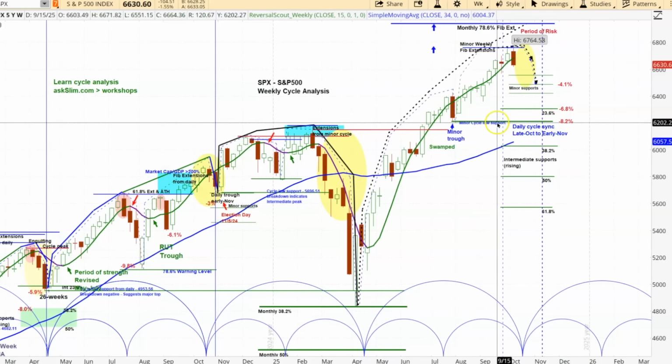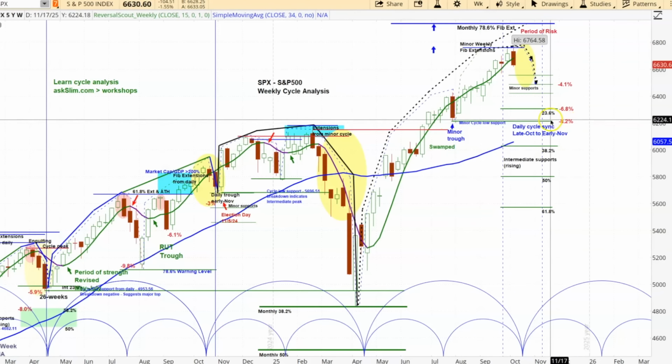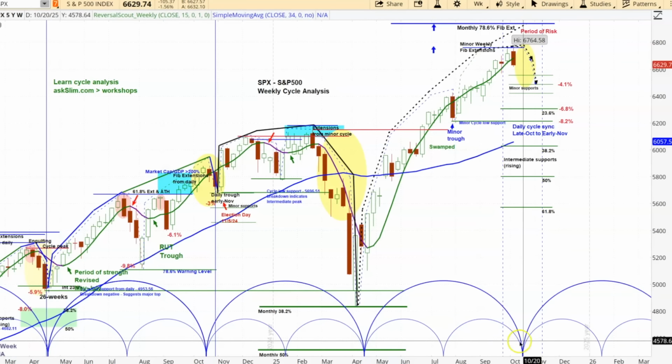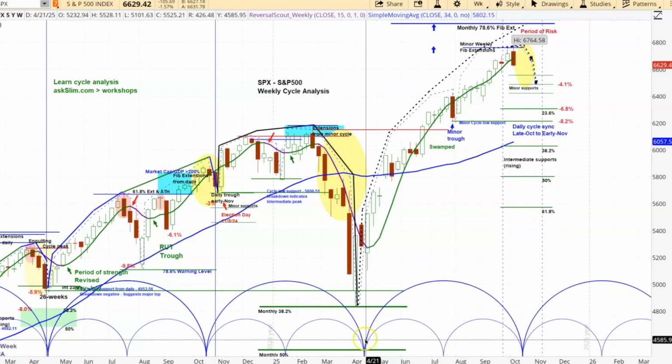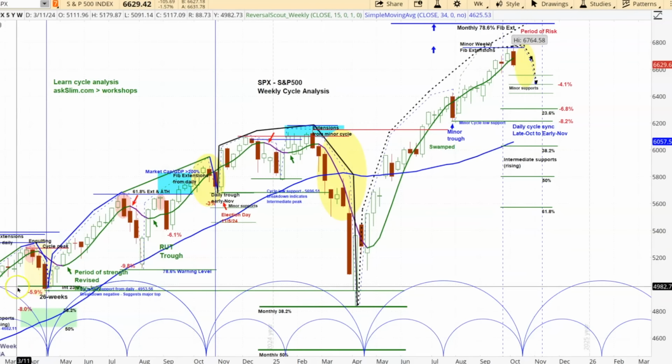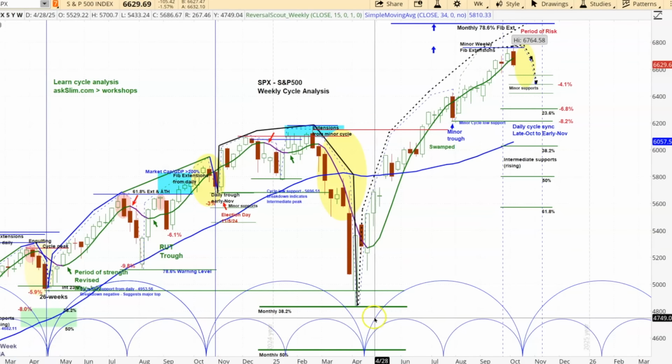This right over here is that cycle low, and that would be down about 8.2%, just around 6,200. So any of those numbers could happen in here. This corrective downside force that you can see is very commonly pushing the market down in all of these periods, and that's where we are right now in this, what I consider, corrective phase.